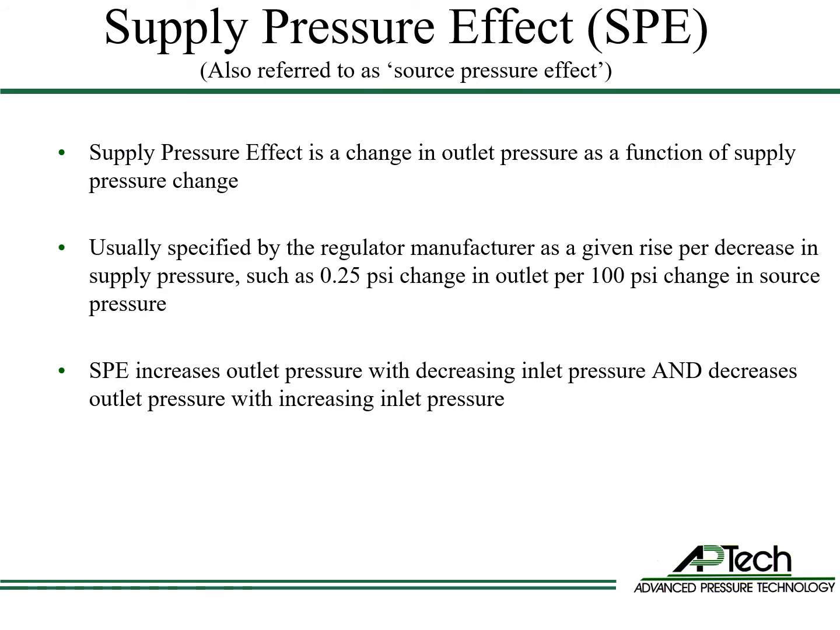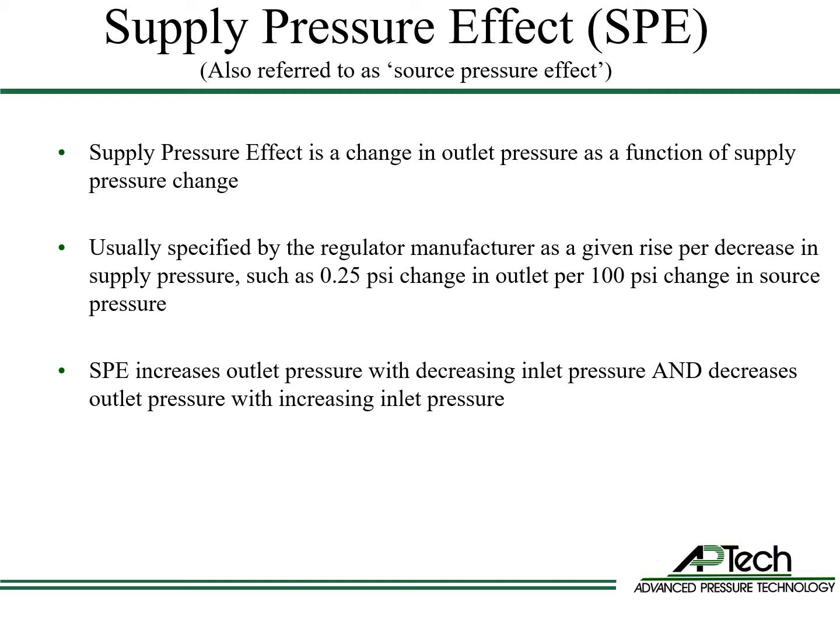Supply pressure effect is a change in outlet pressure as a function of supply pressure change. This effect is usually specified as the change in outlet pressure per change in inlet pressure. For example, 0.25 psi change in outlet pressure per 100 psi change in inlet pressure.